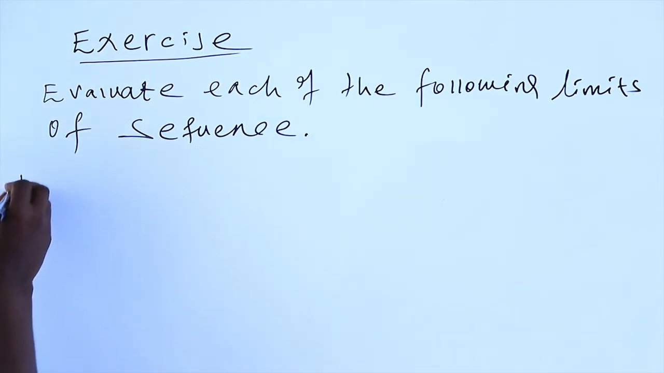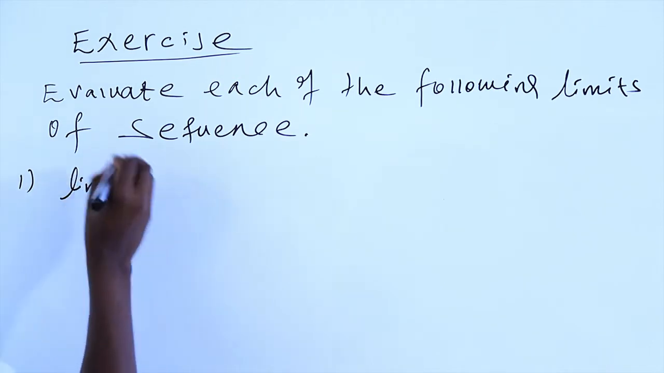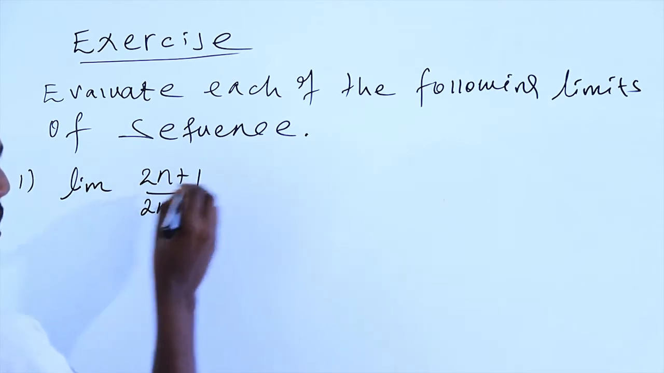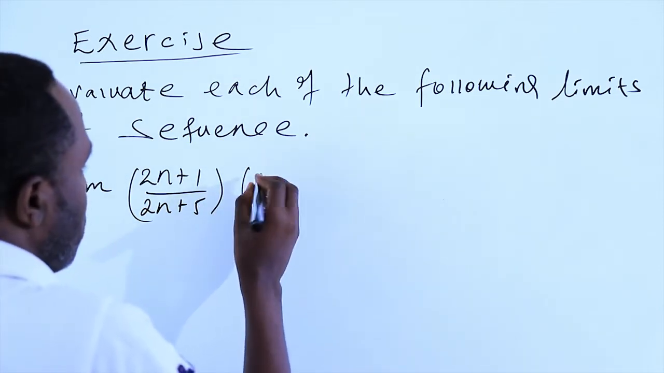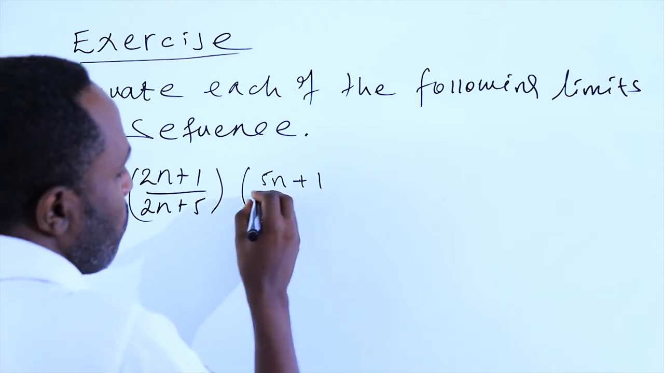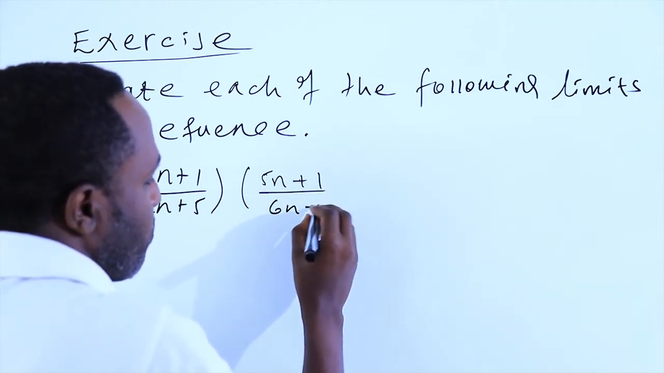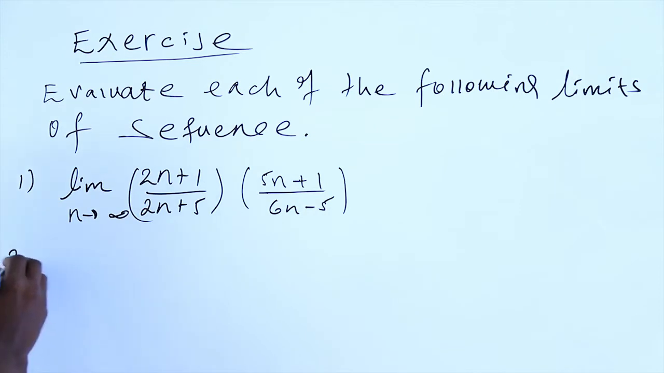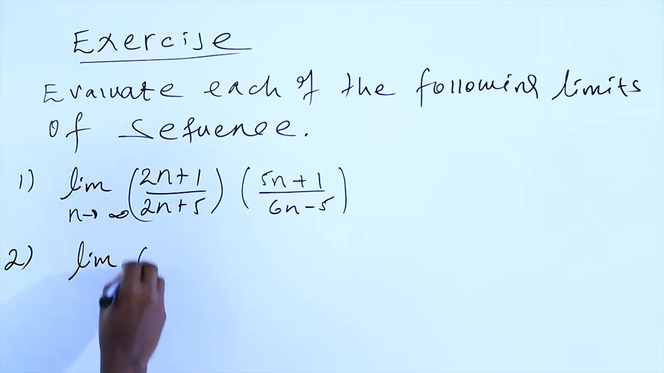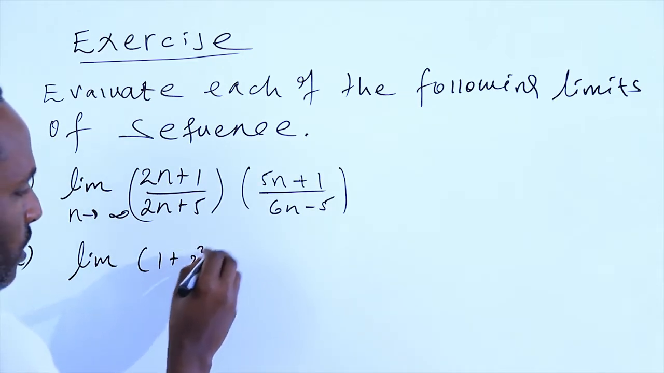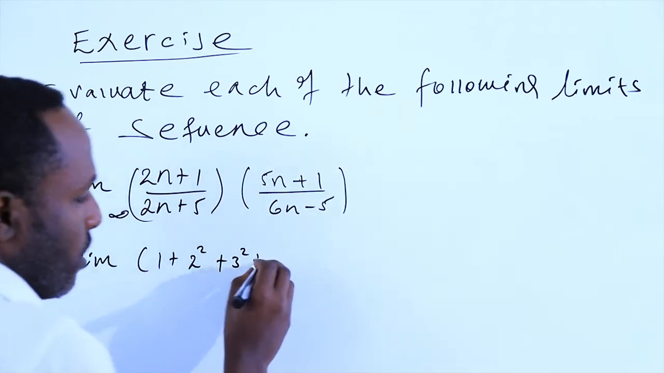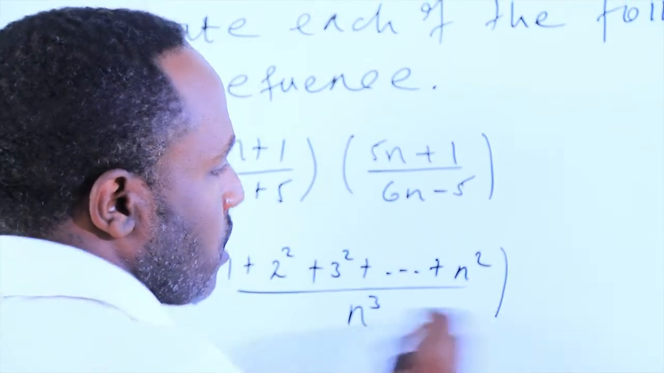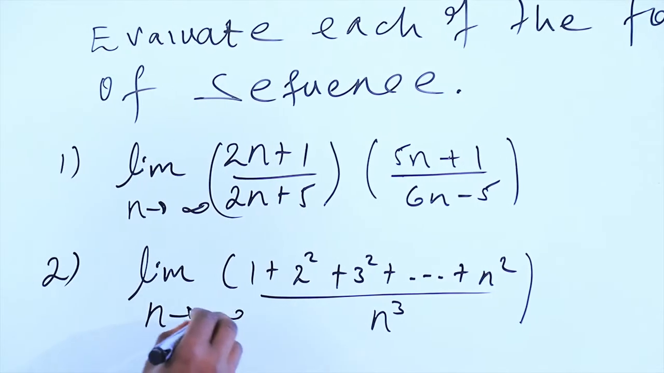The first part is the limit of the sequence (2n plus 1 over 2n plus 5) times (5n plus 1 over 6n minus 2), minus 5, when n approaches infinity. The second problem is to evaluate the limit of the sequence of the form 1 plus 2 squared plus 3 squared, up to n squared, over n to the power of 3, when n approaches infinity.